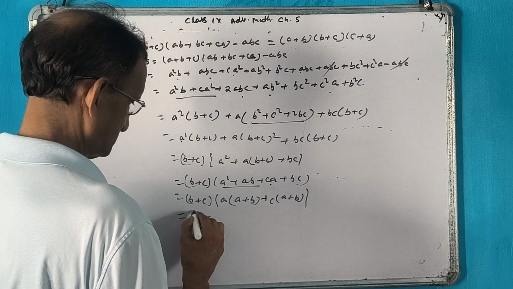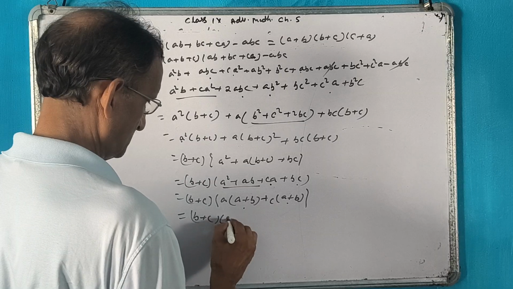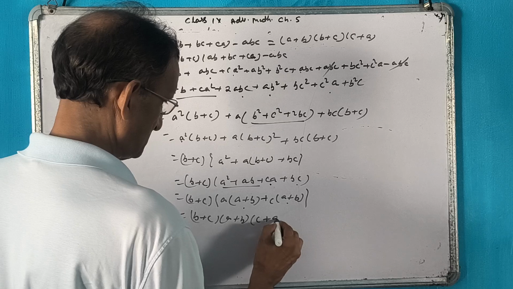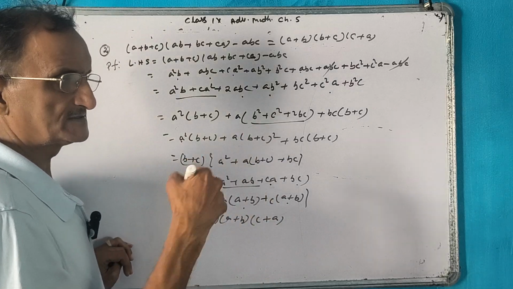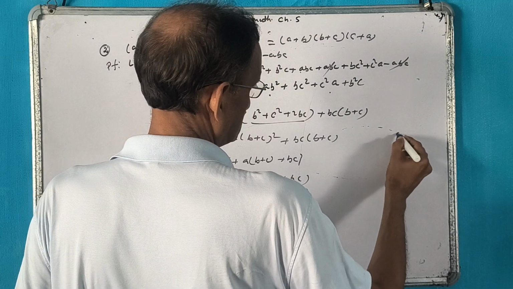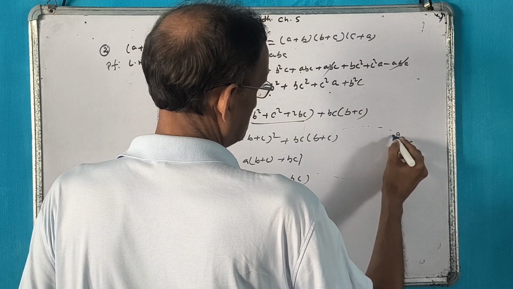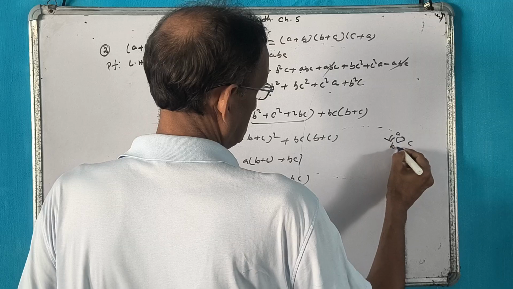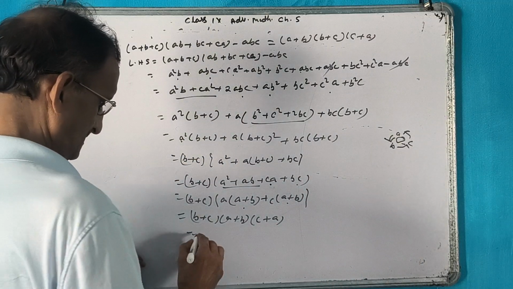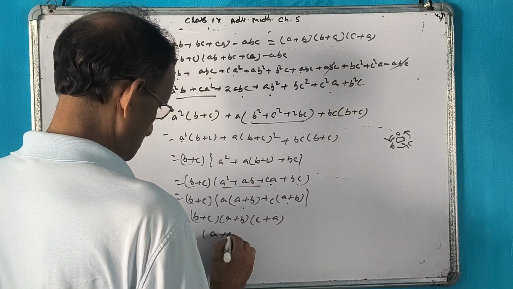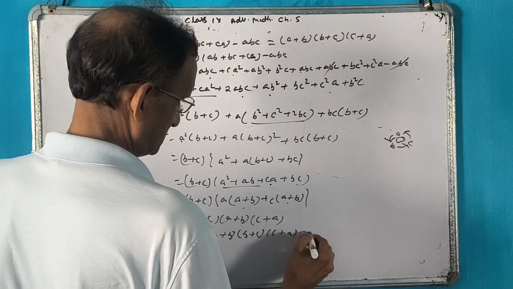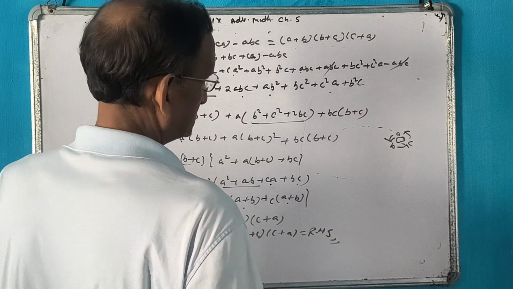This is B plus C. Again A plus B is common. A plus B. What is left? A plus C. You should write C plus A. I already explained to you the cyclic order. Cyclic order means this: A, B, C. So first you should write A plus B, B plus C, C plus A. A better way is to write A plus B into B plus C into C plus A. This was the right hand side, okay? So this is not difficult.